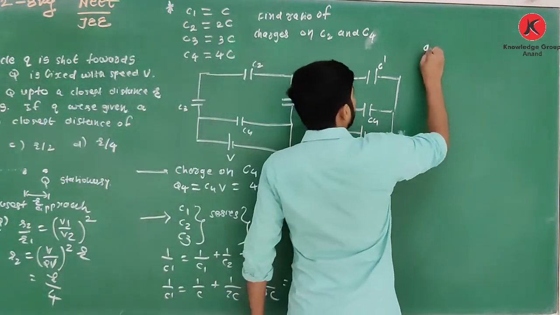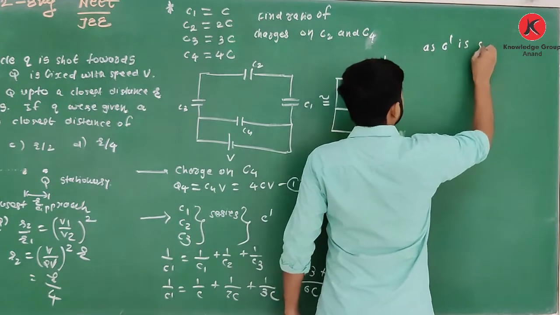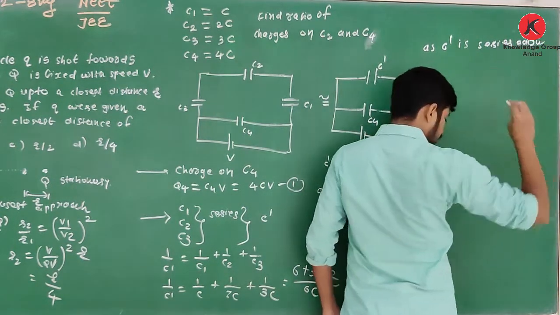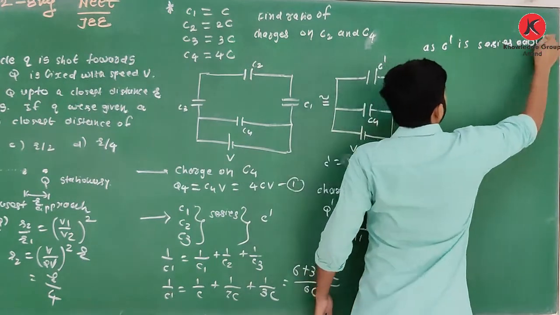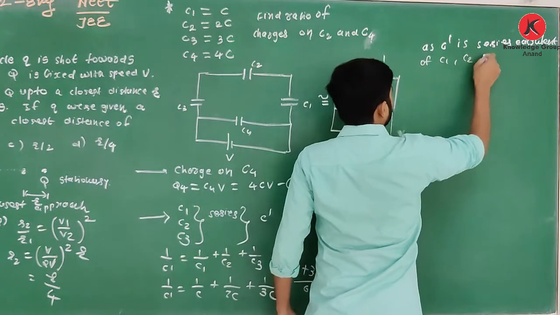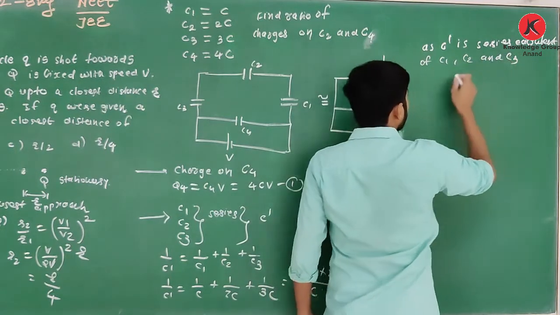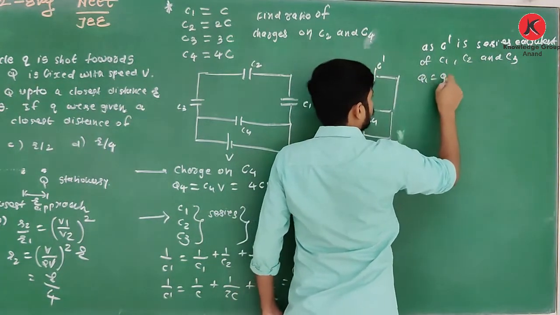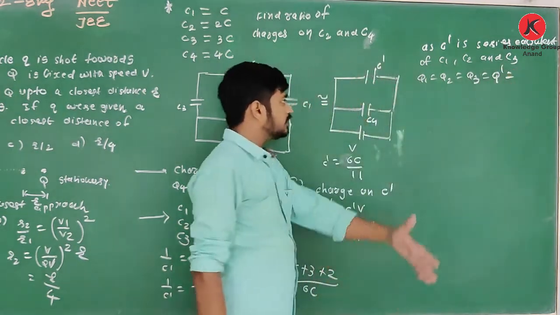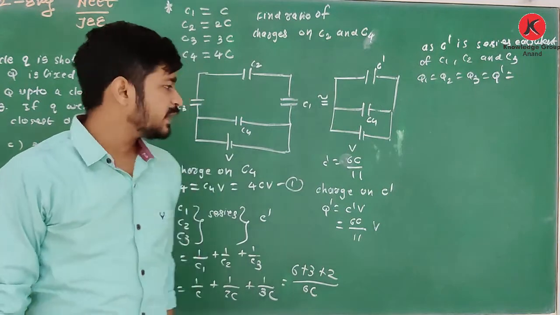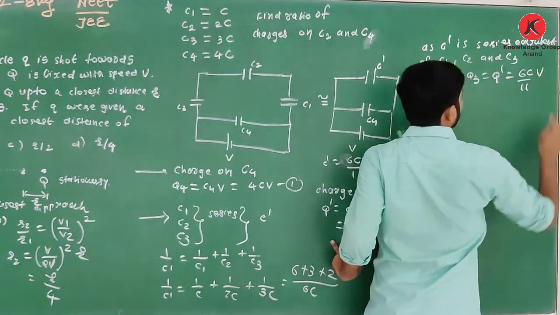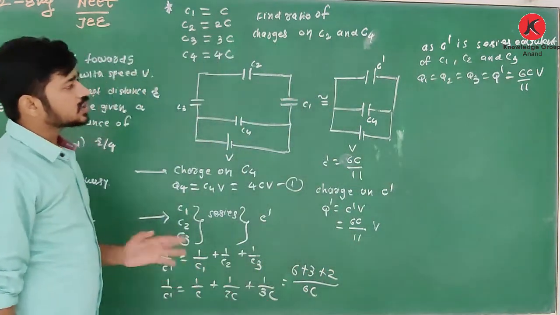So as C dash is the series equivalent of C1, C2 and C3, Q1 is equal to Q2 is equal to Q3 is equal to Q dash. Yes, you know this, okay? In series connection charge remains the same, and it is 6CV divided by 11. Simple.